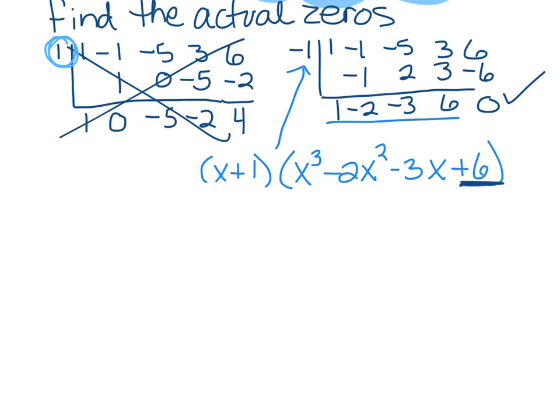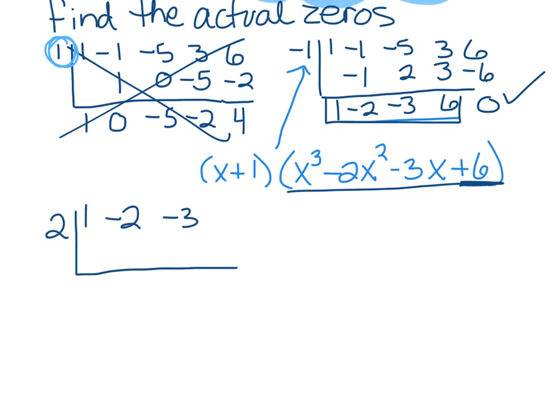Let's try 2. So I'm going to take a 2. I'm not going back to the original. I'm going to my new one right here. So 1x cubed minus 2x squared minus 3x plus 6, because I'm trying to factor that down now. Bring down the 1. 2 times 1 is 2. Negative 2 and 2 is 0. 2 times 0 is 0. Negative 3 plus 0 is negative 3. Times 2 is negative 6. 6 minus 6 is 0. So yay, 2 works also.